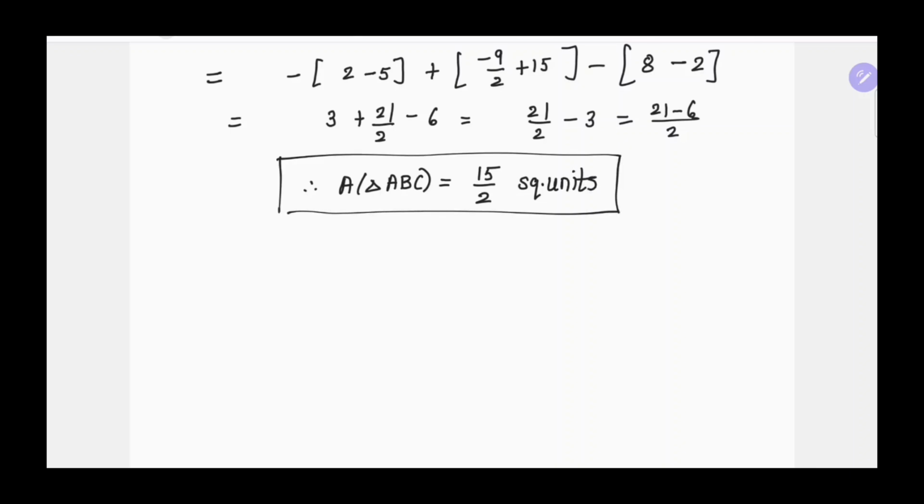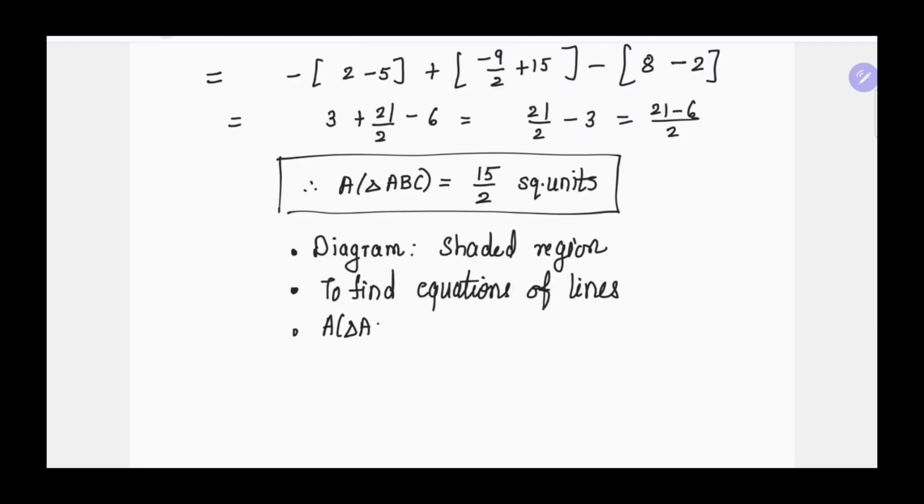Now it's very important to follow the steps. So first step, again we are just going to recall, that is the diagram. In the diagram we will show the shaded region. Second step is to find the equations. Then the area of triangle ABC using integration. And the last step is the answer with units.